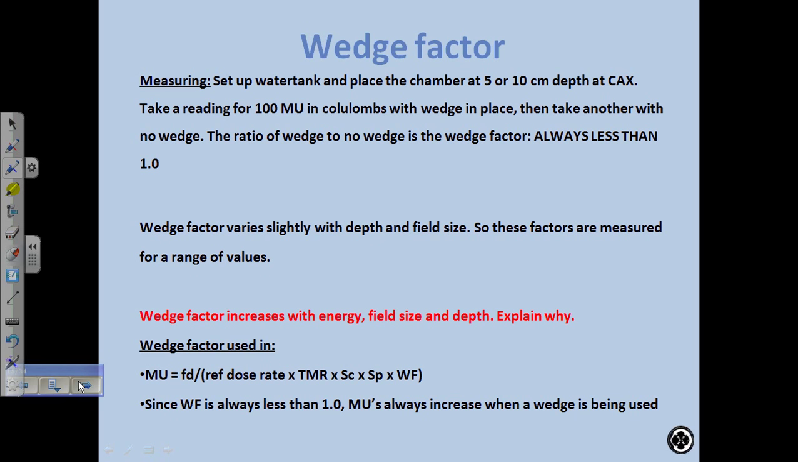The ratio of wedge to no wedge is the wedge factor. Wedge factor is always less than 1. Wedge factor varies slightly with depth and field size. If you measure your wedge factors at 5 cm, you'll get a set of wedge factors. If you measure them at 10 cm, you get another set, and they'll be slightly different. Wedge factor increases with energy, field size and depth.